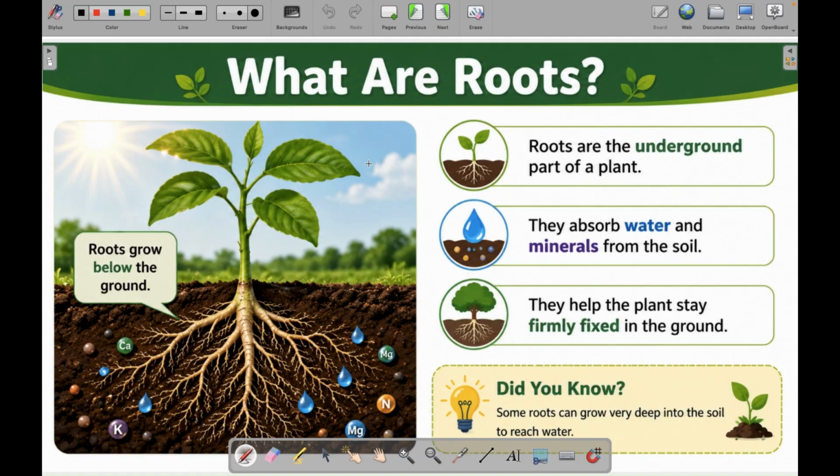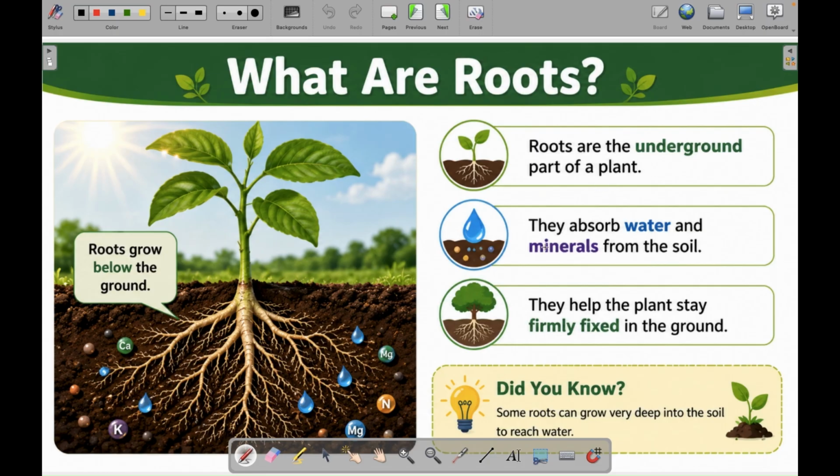In the previous class, we have studied that there are two components, the shoot system and the root system. The shoot system is the component that is above the soil. The root system is below the soil. So roots are the parts of a plant that grow below the ground. They are the underground part of a plant.